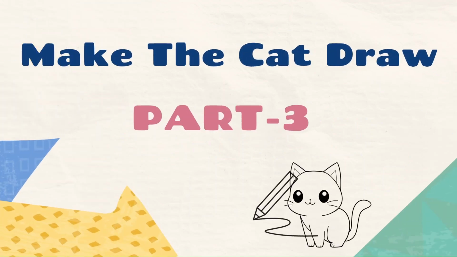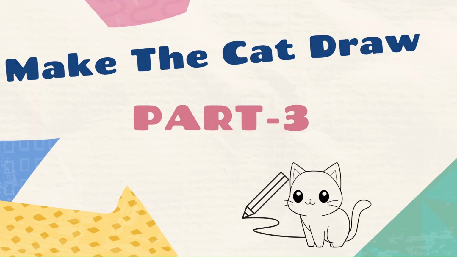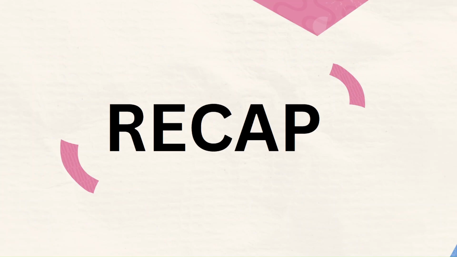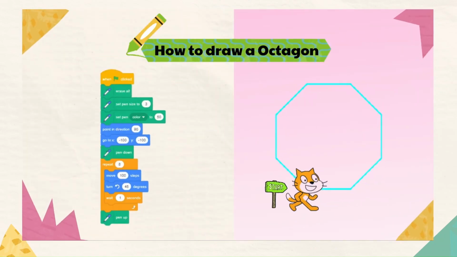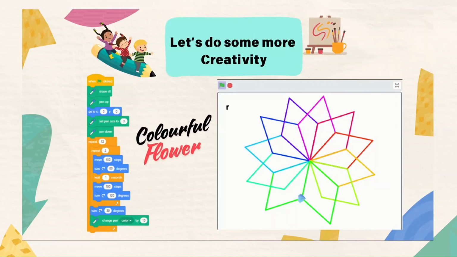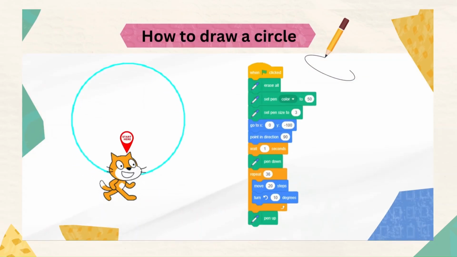So basically, this is our part 3, where we were talking about pen extensions. We covered different topics, right? Let us have a recap of what we did in our previous video. There we talked about how we can draw different shapes such as a triangle and an octagon. Then we jumped on how we can make a circle, and I told you how we can do that. We also made some interesting figures like a circular flower, and now it's time to move ahead.